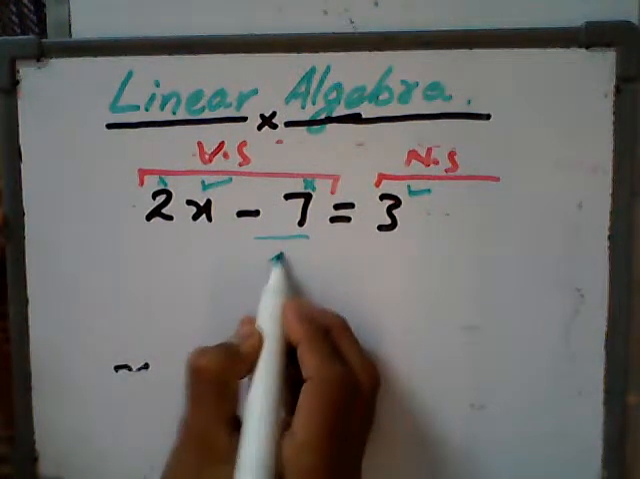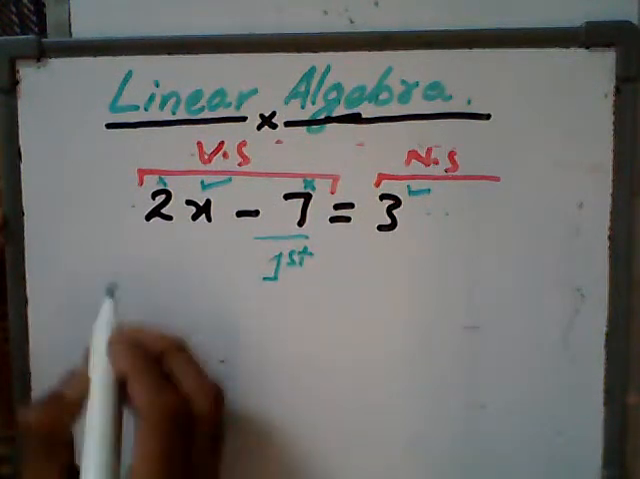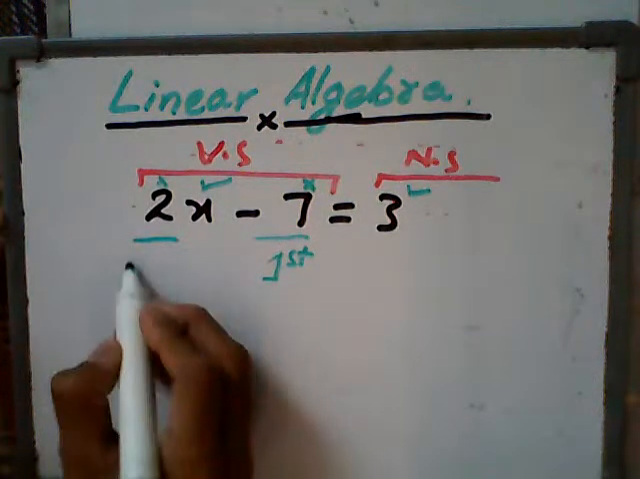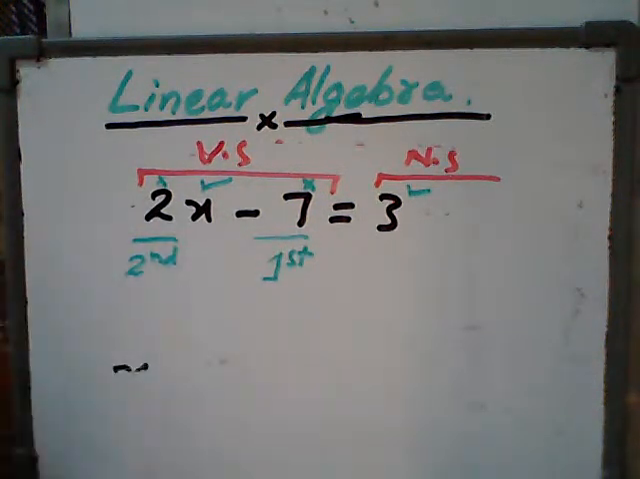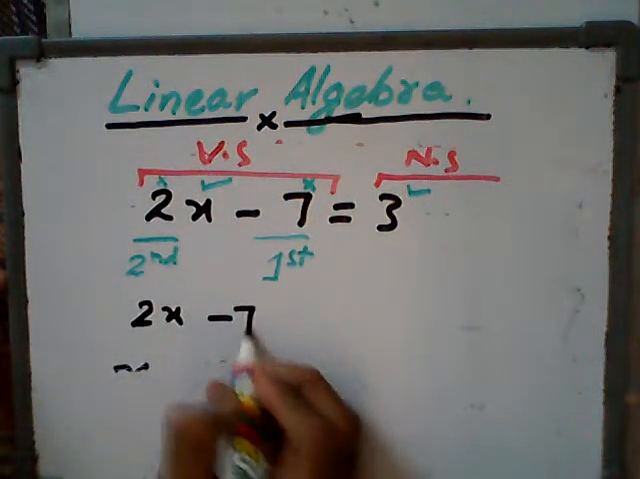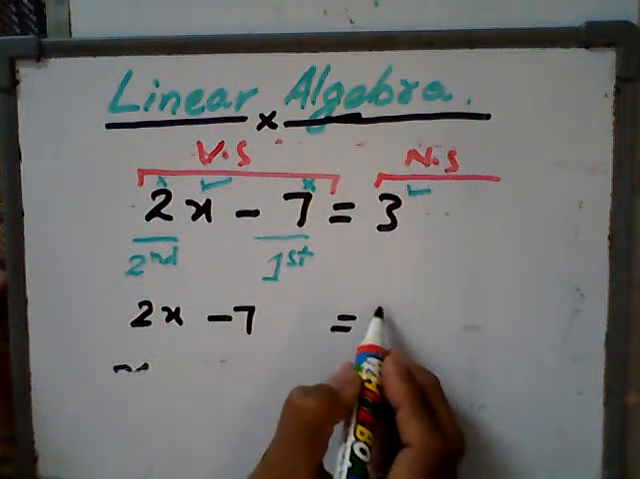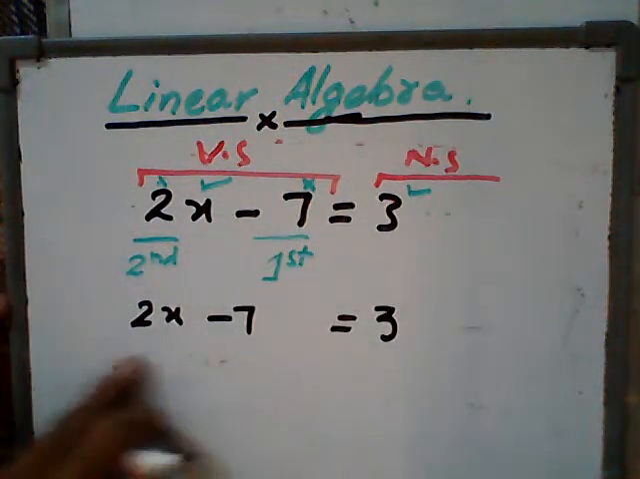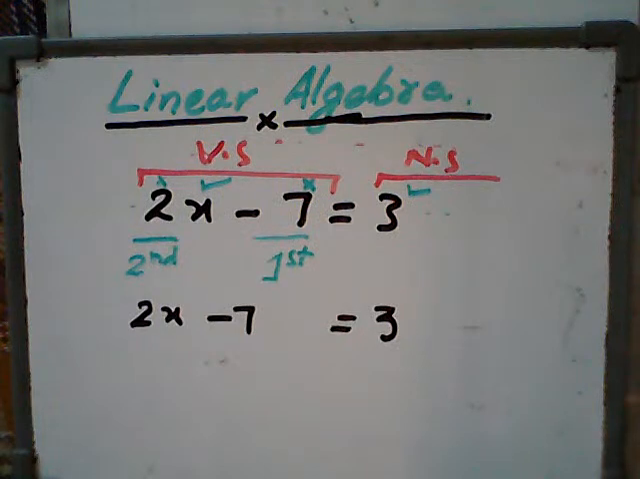So first we'll be dealing with this one, and then we'll be dealing with this one. So how will we deal with it? Let's check it again. Because 2x is there, minus 7 is there, and 3 is there. Now we are writing the same again. And now what to do?